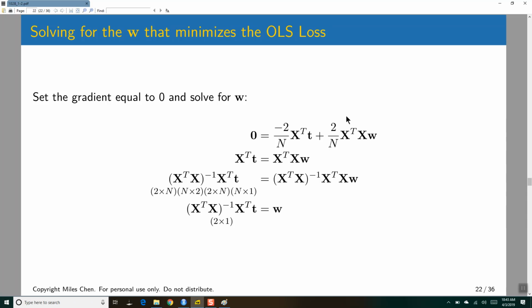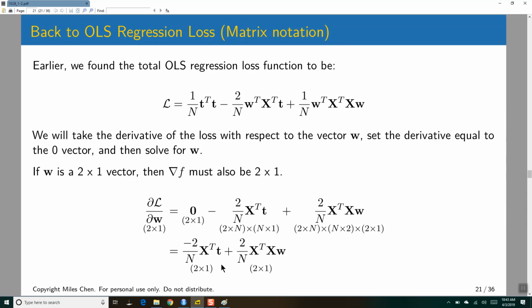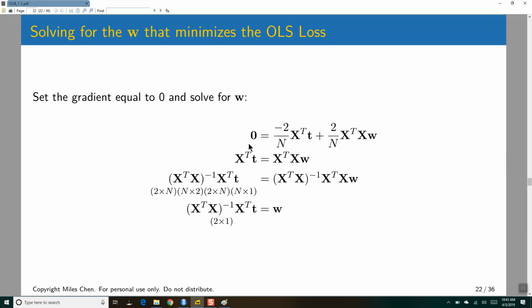All right, so we have the gradient, and we set the gradient equal to 0. Then I can just do addition, and I can get rid of the scalar values 2 over n, which are equal. And so I have x transpose t equals x transpose x w.